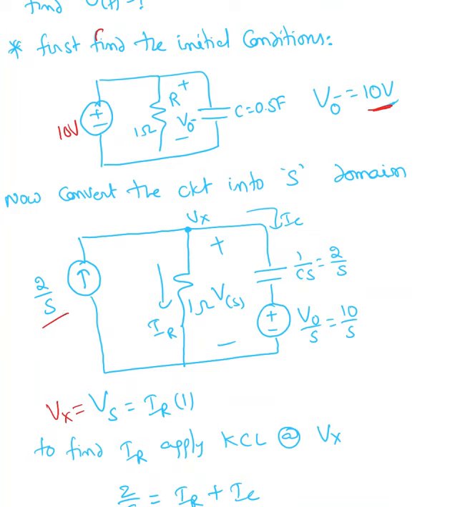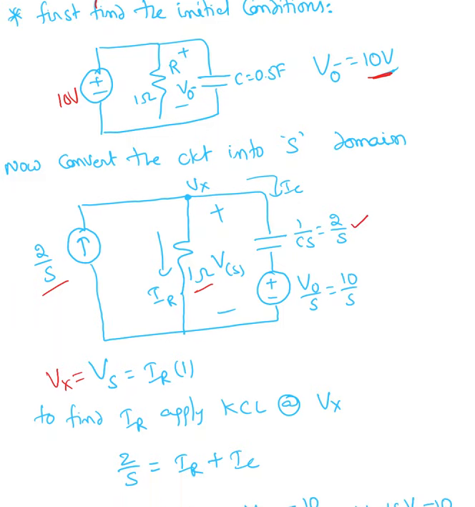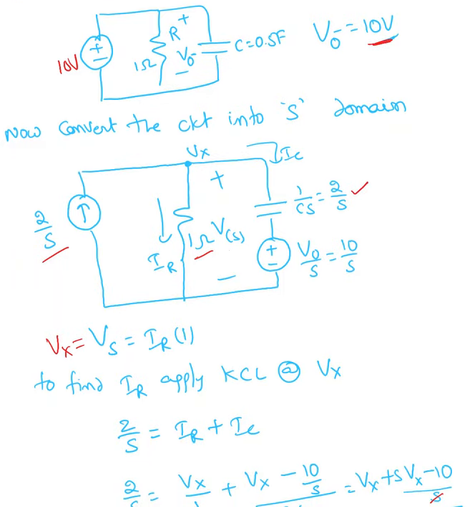So the source is 2 over S, and the resistance, 1 ohm, is not going to change. Then 1 over CS and V naught over S. V naught is 10 volt, so 10 divided by S. 1 over CS is nothing but 2 over S. Now our goal is finding V of S. V of S is nothing but what I chose as Vx, which is IR times 1.